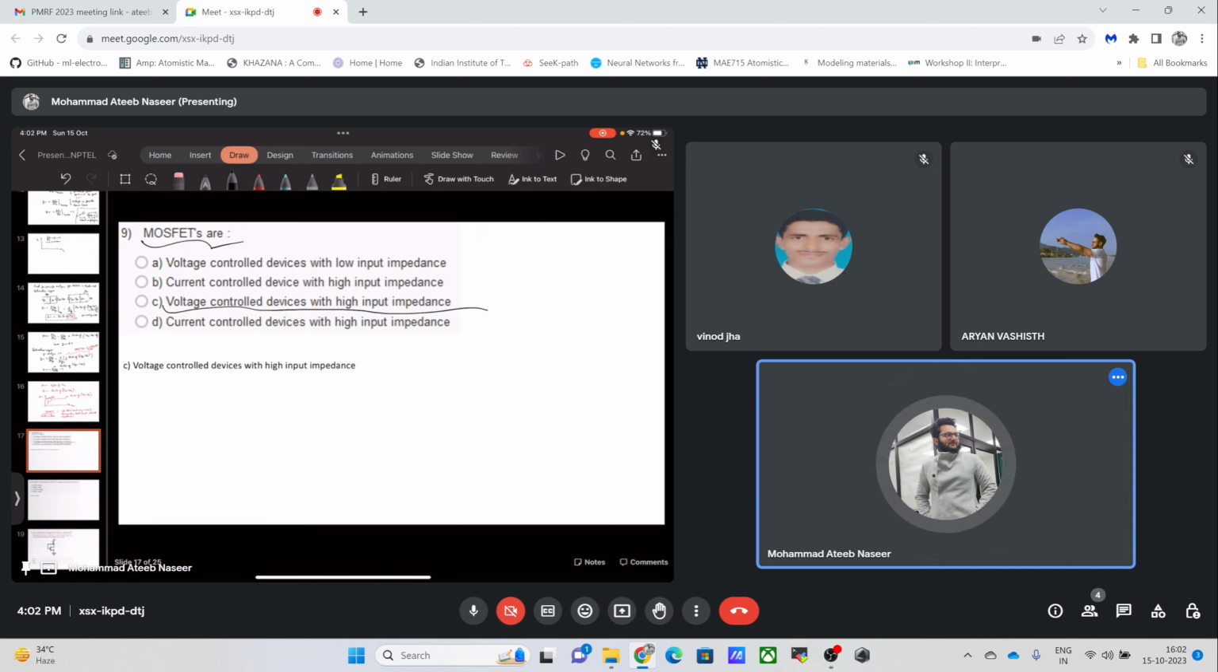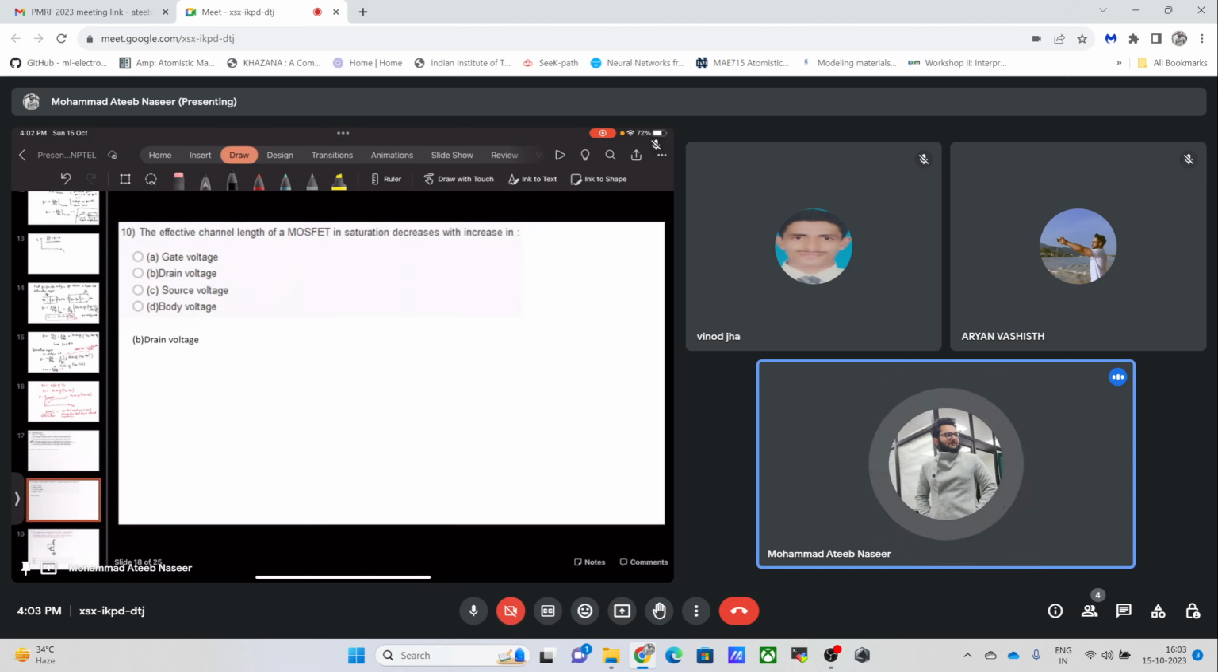So we want the MOSFET model such that the input impedance is very high. That's why we said this y11 should be equal to 0. We do not want this input impedance to hamper the functioning of this circuit. We want the input voltage to control the output current. So option C seems to be the correct option.